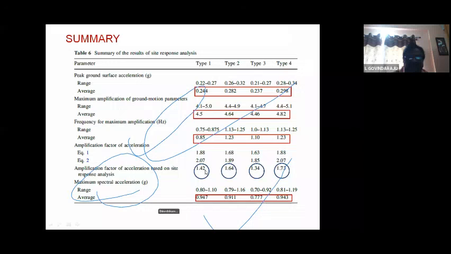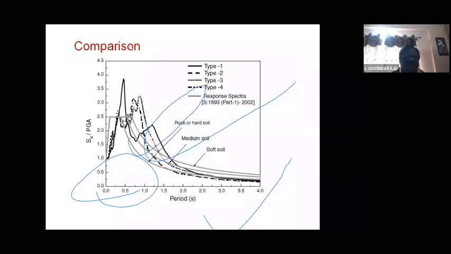What does it mean? If it is 0.16 g at the bedrock, the accelerations increased by 42%, again 64%, 34%, and 73%. These are all the likely acceleration values which you can consider for earthquake resistant design of structures. Finally, we compared our findings with our IS code spectra. Please note that this is the IS code spectra, the 2002 code of that time.